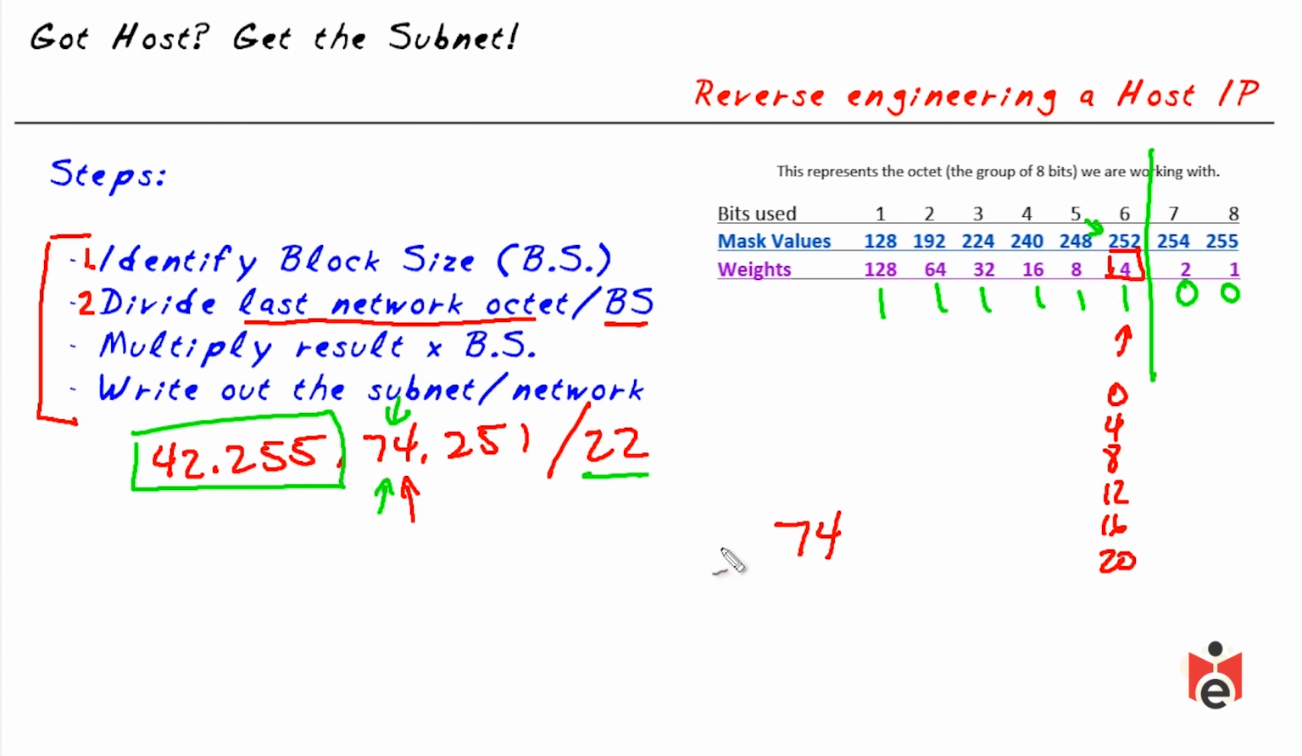So our block size is 4. It's simply this, 4 into 74, just like that. So the block size into that octet. And then we just do the math.